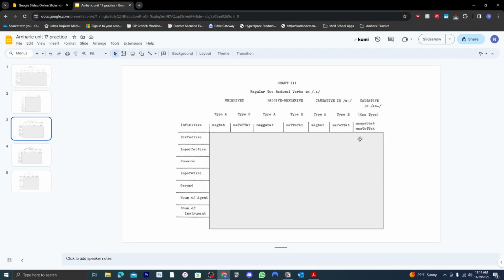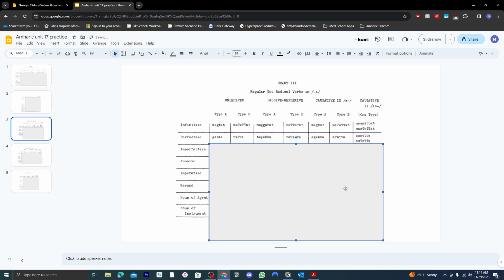askeba and asteta. Let's see how that looks. Geba, teta, egeba, teta, eteta, ageba. Hopefully I didn't say T here because it's not reflexive, it's just causative. Ageba. Oh no, I think I did by accident. Ageba, ateta, askeba. Okay, so I probably got that one wrong actually.